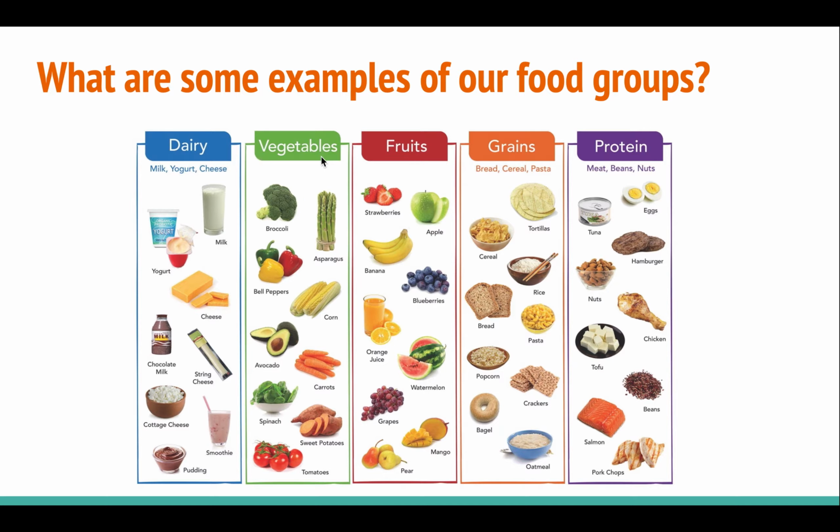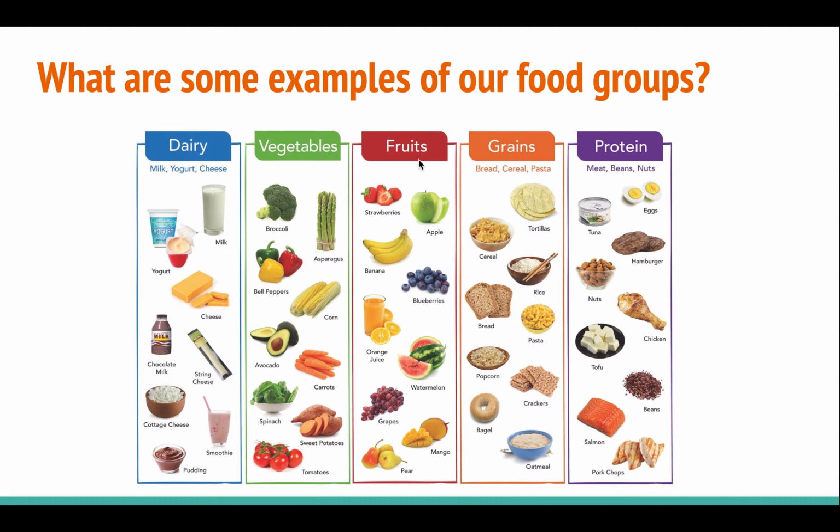Moving on to the vegetables category. Vegetables are really important, and we want to make sure we eat a lot of different colors of them because different colors do different things for our body. For example, orange vegetables like carrots have lots of great nutrients in them that help our eyes to be able to see. And then dark vegetables, especially leafy green ones like spinach, help our blood so that our blood is nice and strong. So some other examples are broccoli, asparagus, bell peppers, carrots, avocados, corn, spinach, sweet potatoes, and tomatoes.